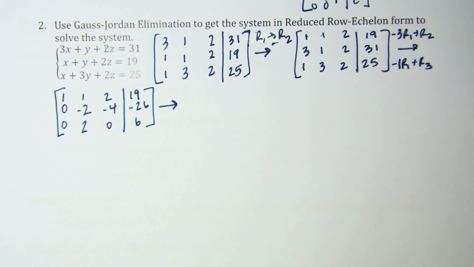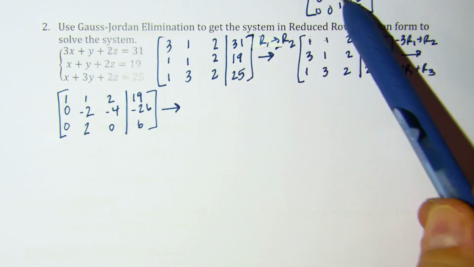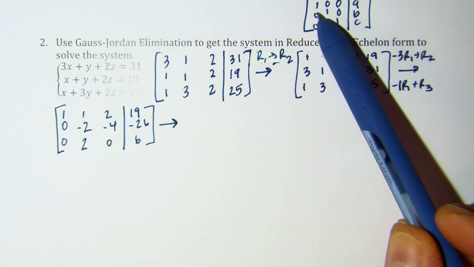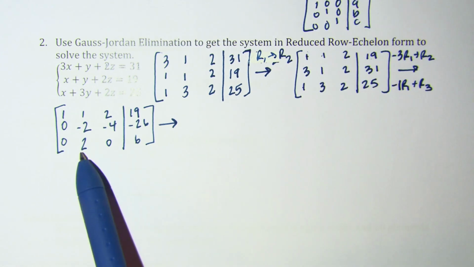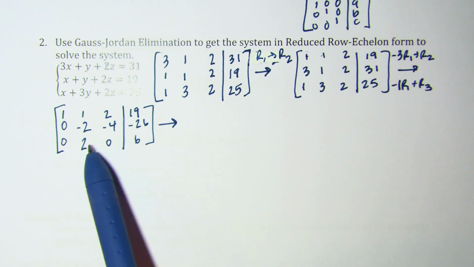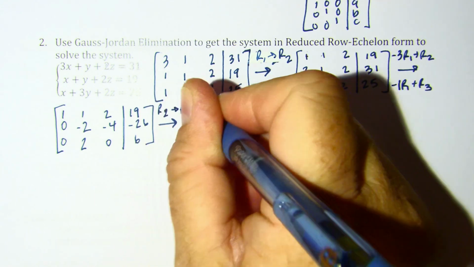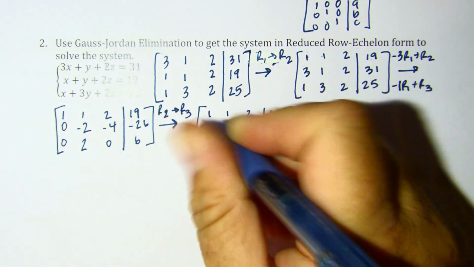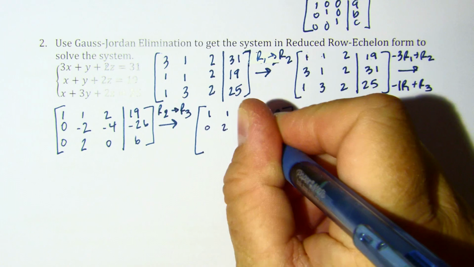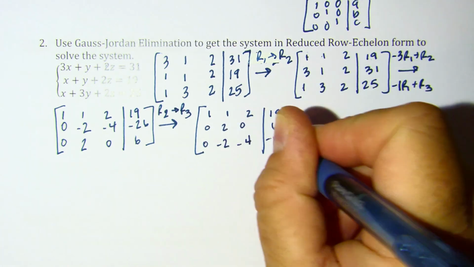Now, the next thing I'm going to do is just switch rows 2 and 3. The reason I'm going to do that is because I want the middle row to be 0, 1, 0. And that's almost that. I have 0, 2, 0. And if I multiply row 2 by 1/2, then that will make that a 1. So I'm just switching rows 2 and 3. Row 1 is not changing, so I'm just going to copy that down. And then this becomes 0, 2, 0, 6, and 0, negative 2, negative 4, negative 26.